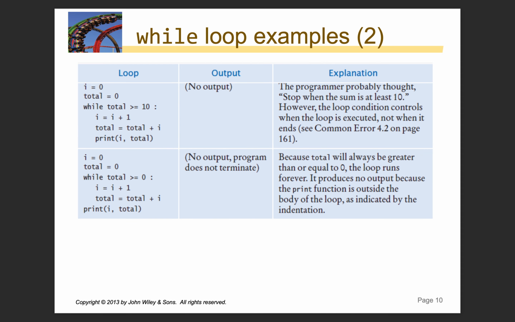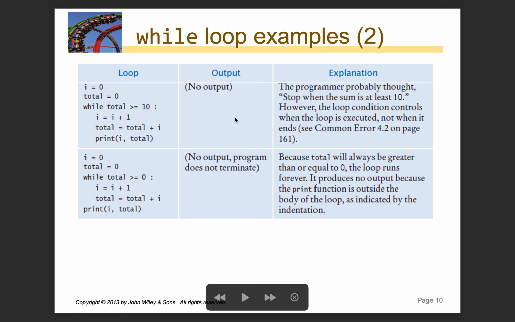Okay, if we look at the next row on this page, I equals 0, total equals 0. While total is greater than or equal to 10, I equals I plus 1, total equals total plus I, print I comma total. Well, again, we're going to have no output. If we run it through by hand, while the total is greater than or equal to 10, well, 0 is not greater than or equal to 10, so this is false. So we don't run the code contained within the loop, and we produce no output.